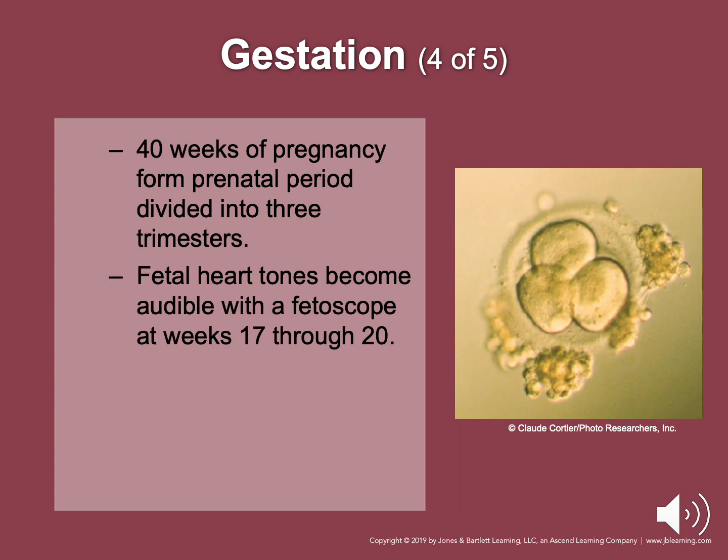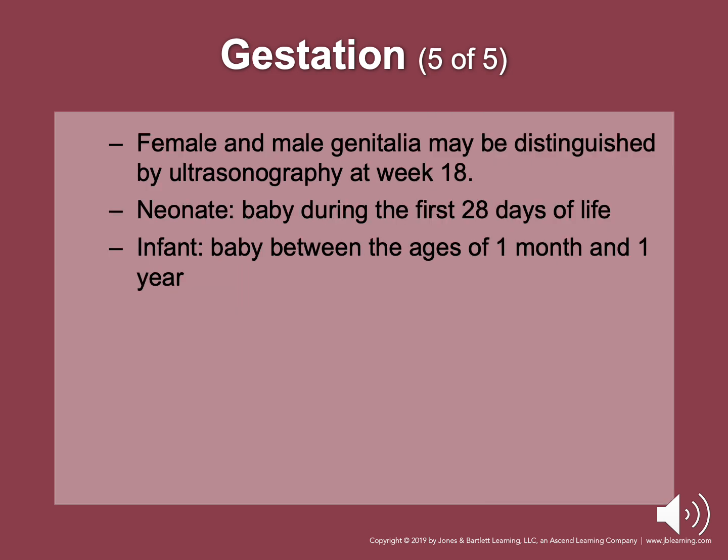40 weeks of pregnancy from the prenatal period is divided into 3 trimesters, and the fetal heart tone is audible with a fetoscope at weeks 17 through 20. The female and male genitalia may be distinguished by ultrasound. So ultrasound is basically at week 18. A newborn is a recently born baby for the first few hours of its life. During the first 28 days of life, the baby is considered a neonate. Between the ages of 1 month and 1 year, a baby is referred to as an infant.